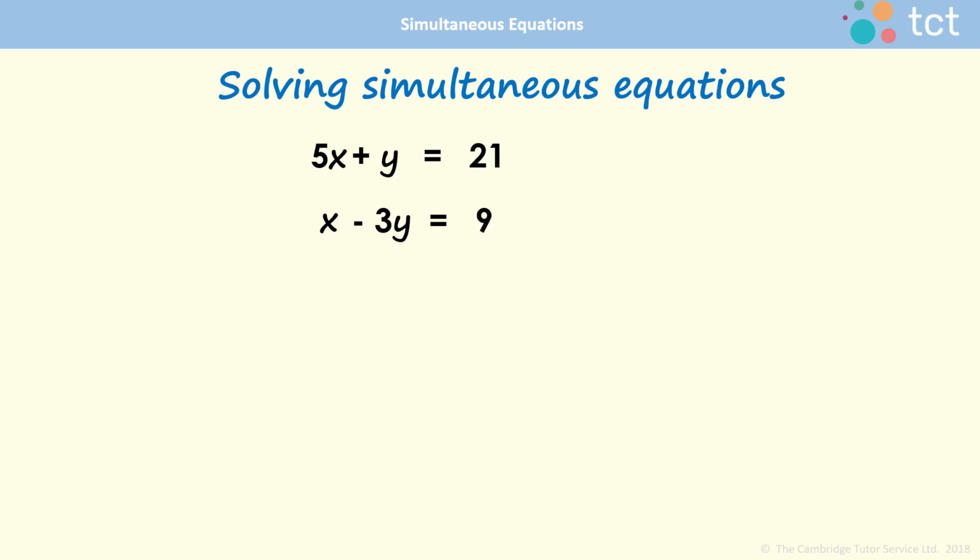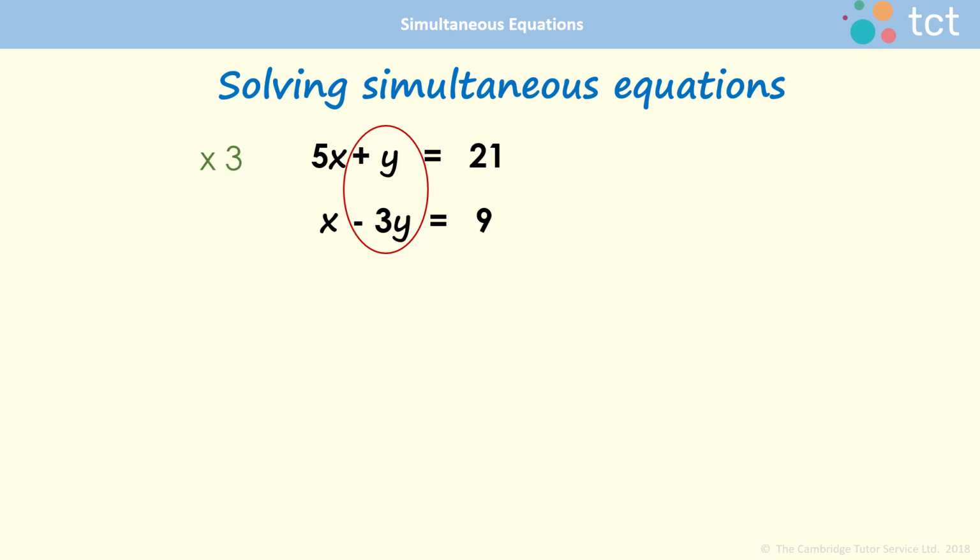If you want to pause the video and have a go at this one, 5x plus y equals 21, and x minus 3y is 9. What are the values of x and y? We have a choice here. We could either multiply that bottom equation by 5 so we get the same number of x's, or we could multiply the top one so that we get a positive 3y, which will cancel out the negative 3y. So I'm going to use that option, and I'm going to multiply that top equation by 3.